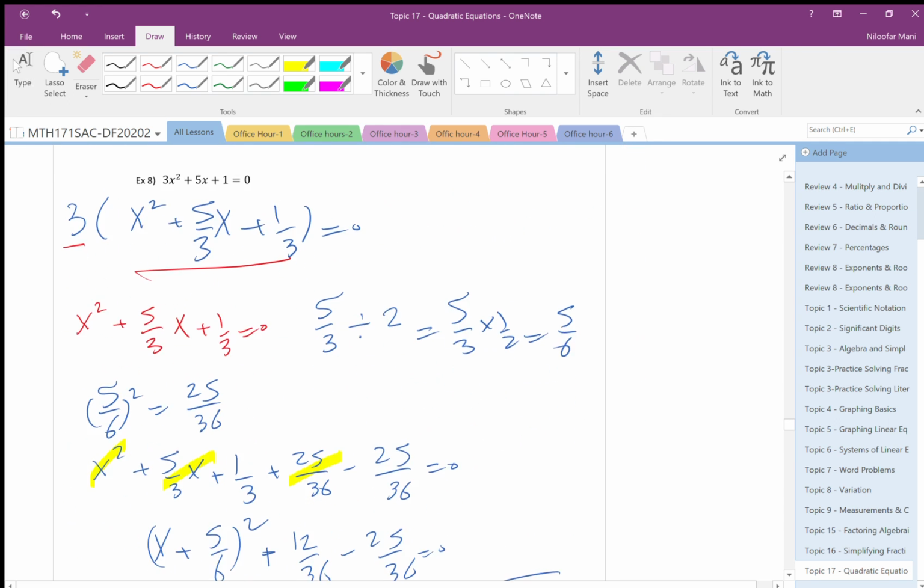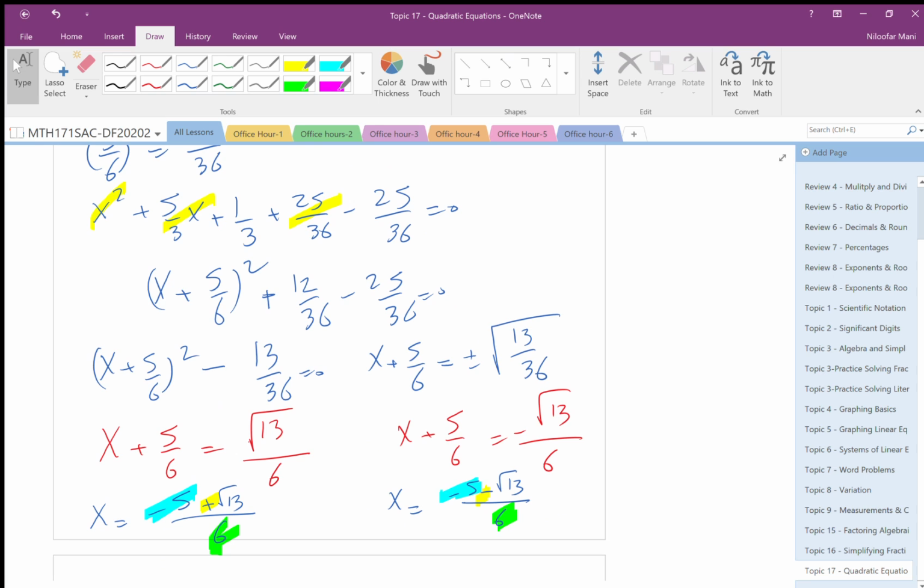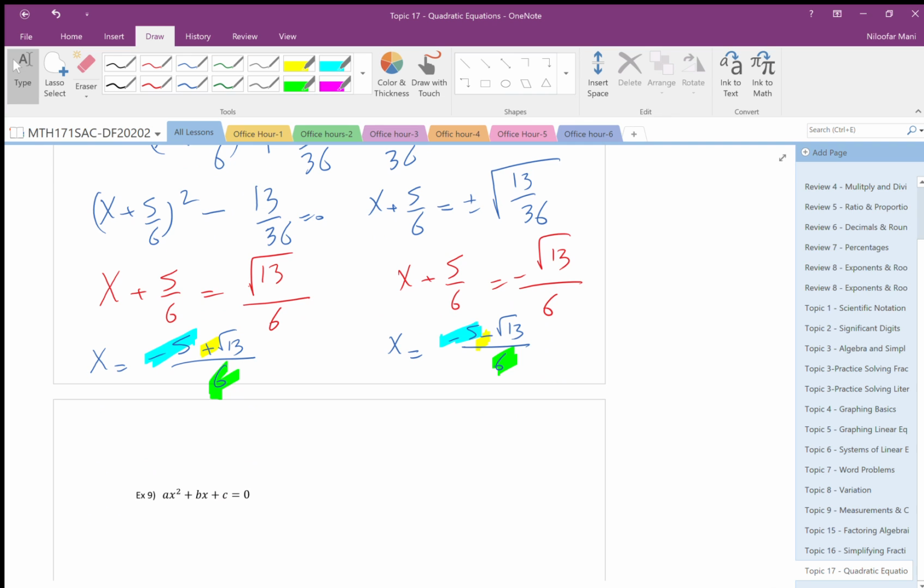Okay, so this is another question and I have to do the same thing. I have to factor 3. Then I have 3 multiple bracket equals 0. The only way I can have that equal 0 is the bracket equals 0. So I have to do the same thing. I have to check for x, the number beside x. I have to divide it by 2. I have to use a squared. I have to add and subtract. And then at the end, I see I have this answer.